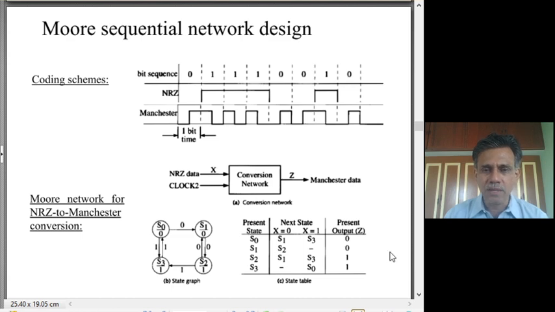So this completes our discussion of two examples of how Mealy and Moore based FSMs can be designed, once the problem is stated, how we can come up with the state graph and state table and so on. So we will stop at this point.